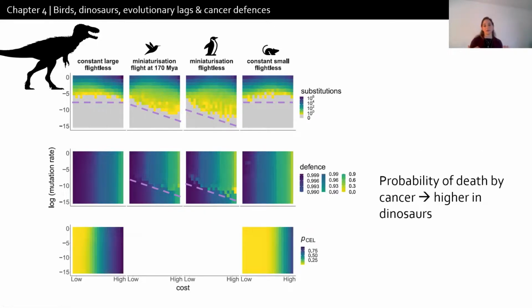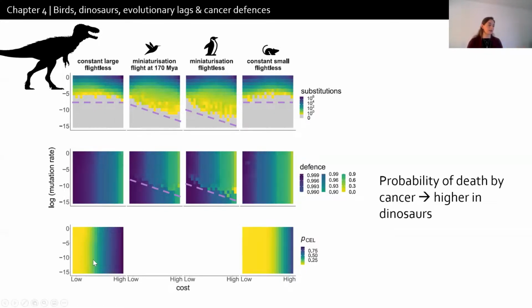And so how does it connect to cancer probability? So this will show the probability of death from cancer. And yellow indicates lower probability of dying from cancer, whereas the darker blue indicates higher probability of dying from cancer. And I already mentioned that the level of cancer defenses was lower in this part of the parameter space because they were very costly. And accordingly, you can see that the probability of dying from cancer was higher, and it was getting higher from low cost to high cost.